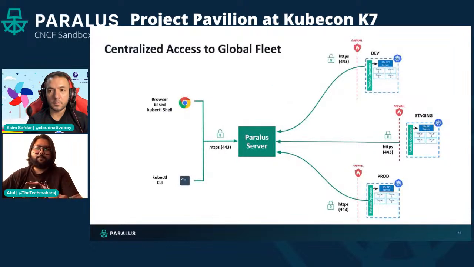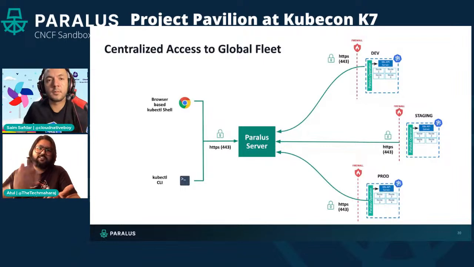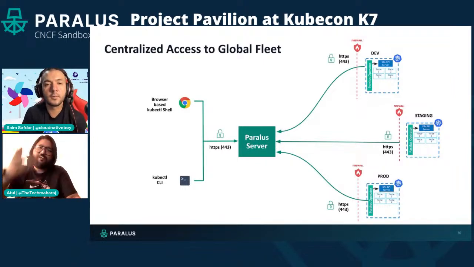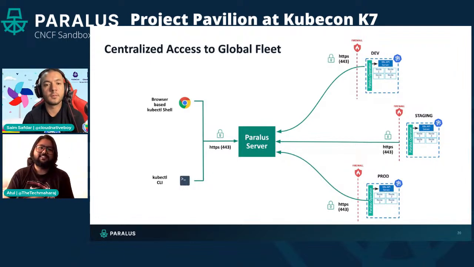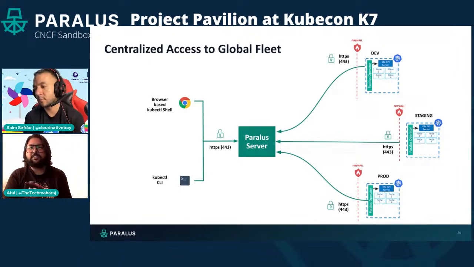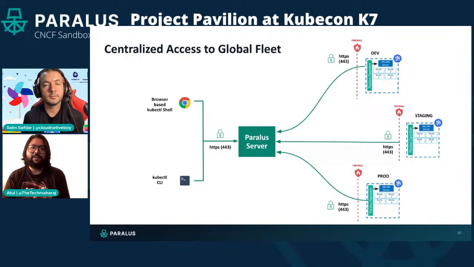So one of the good things about Parallels is that you don't need to modify your firewall in order to access your cluster with Parallels. You just install Parallels on a cluster wherever it is, and you can bring your own cluster. So your existing cluster can reside on your on-prem infrastructure. It can be on a managed Kubernetes service. So it can be present on Google Cloud, on EKS, AKS, wherever it is.